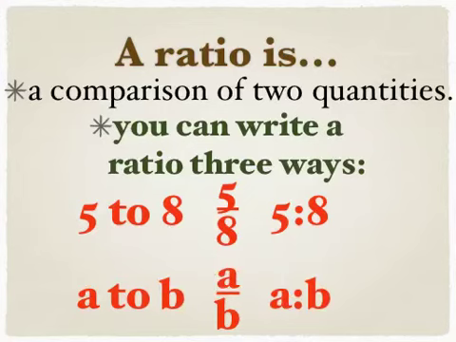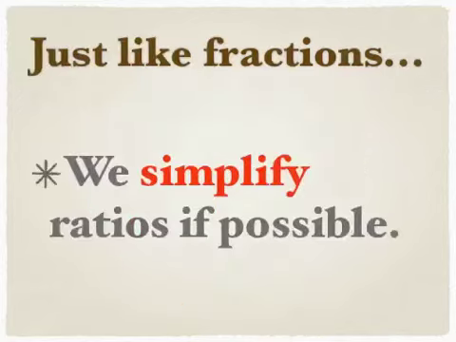The most common way that we're going to see ratios written is as fractions, because the next thing that we're going to talk about is proportions, and when we're talking about proportions, we want our ratios to be as fractions. So almost everything that you see in my math class will be a ratio in the form of a fraction, but you could also write it using the word to or a semicolon. They all mean the same thing. It's just easier for us to work with ratios when they're written as fractions. Just like fractions, we can simplify the ratios if possible.